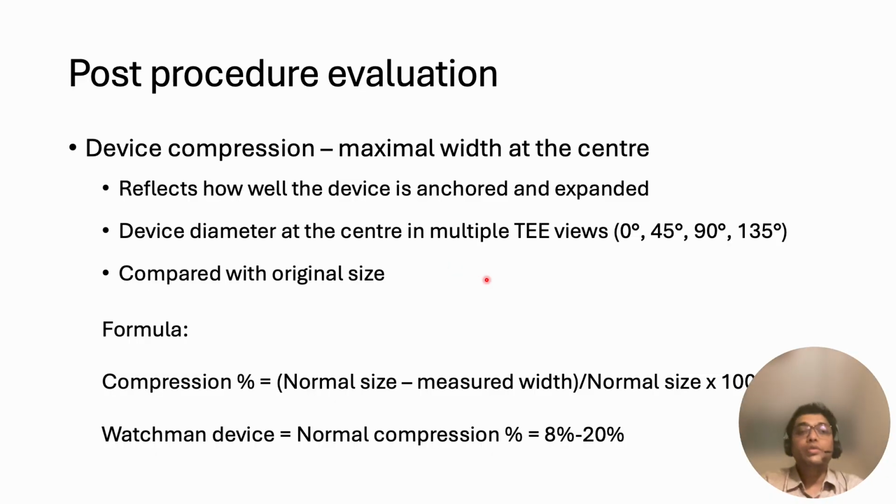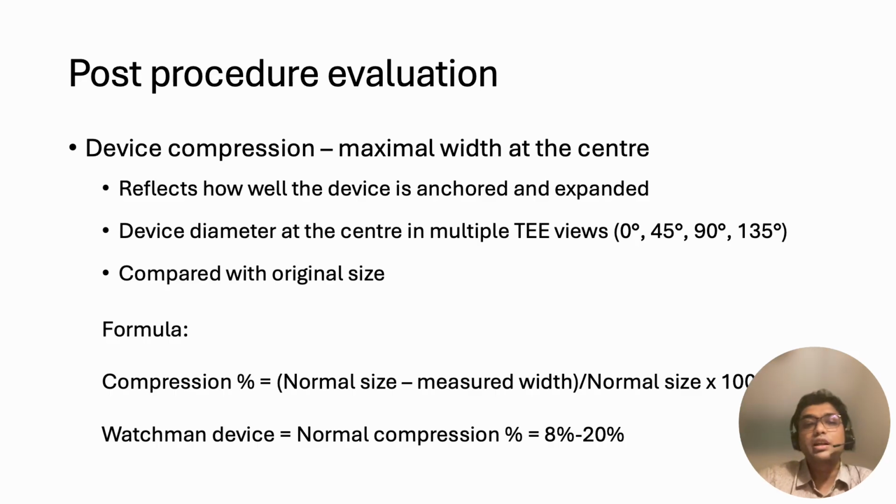After the procedure, you have to check for device compression, that is maximal width at the center, which you can deduce from your 3D MPR, and it reflects how well the device is anchored and expanded. Device diameter at the center in multiple TEE views is taken, at 0, 45, 90, and 135 degrees, and compared with the original size. Compression percentage is calculated by normal size minus measured width, divided by normal size, times 100. For the Watchman device, the normal compression is 8% to 20%.